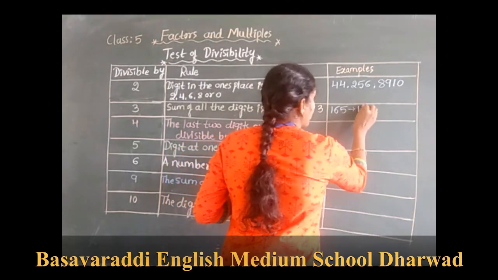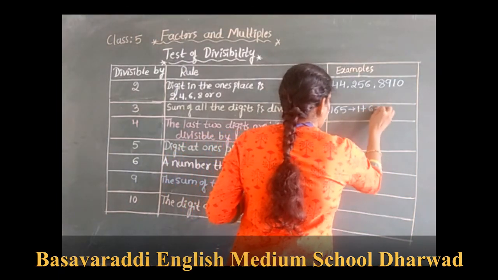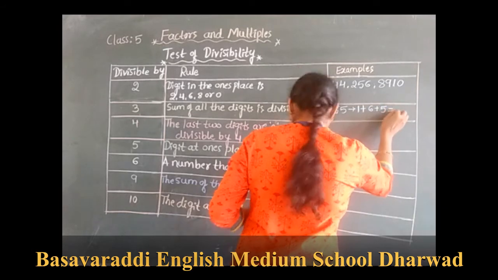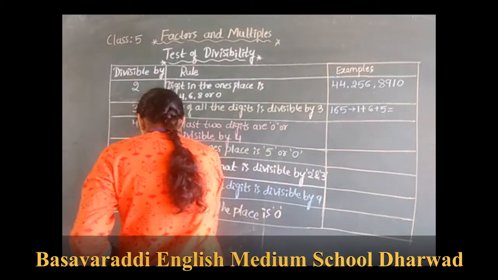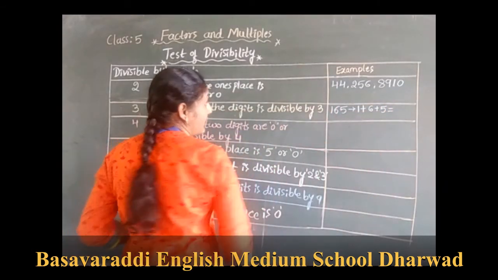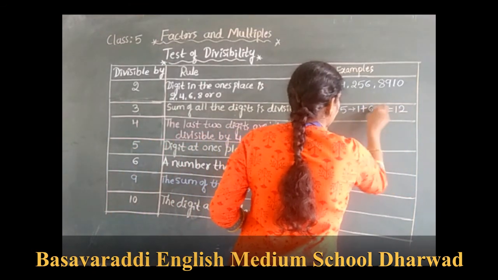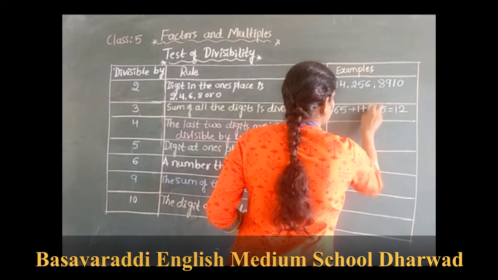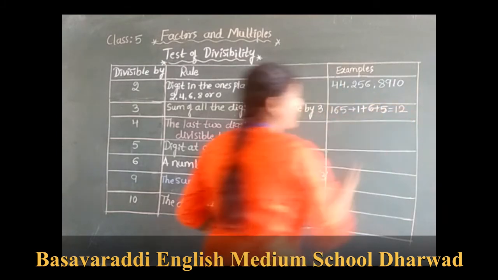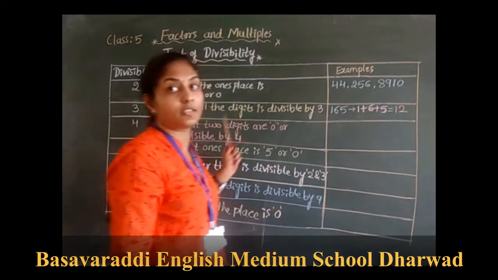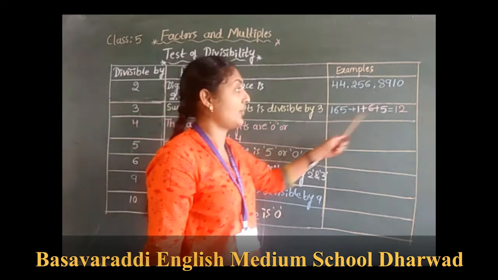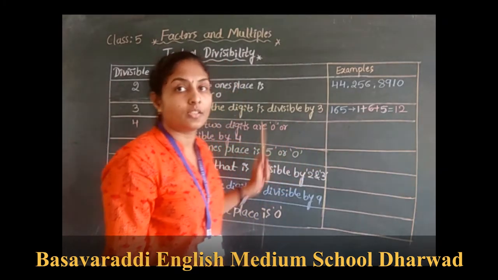So, 1 plus 6 plus 5. That means 12. The 12 is divisible by 3. So, 165 is divisible by 3.